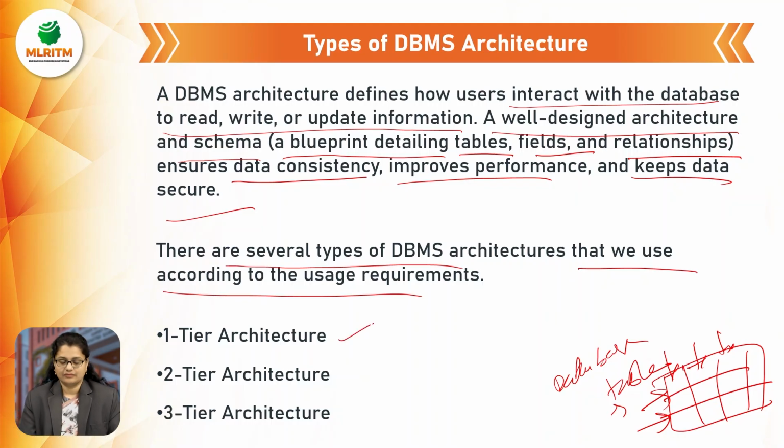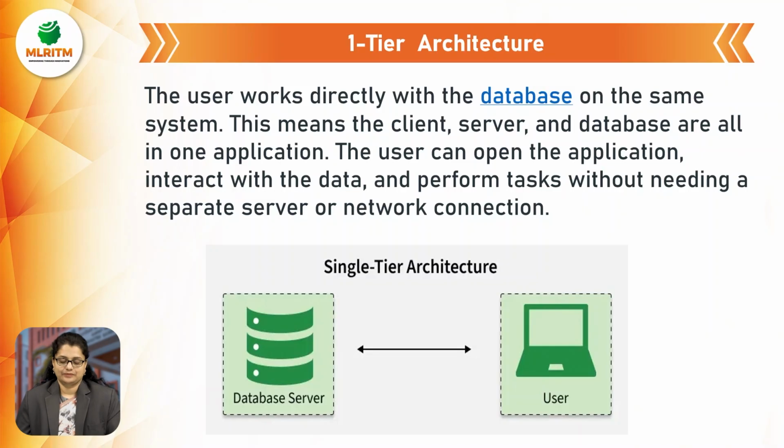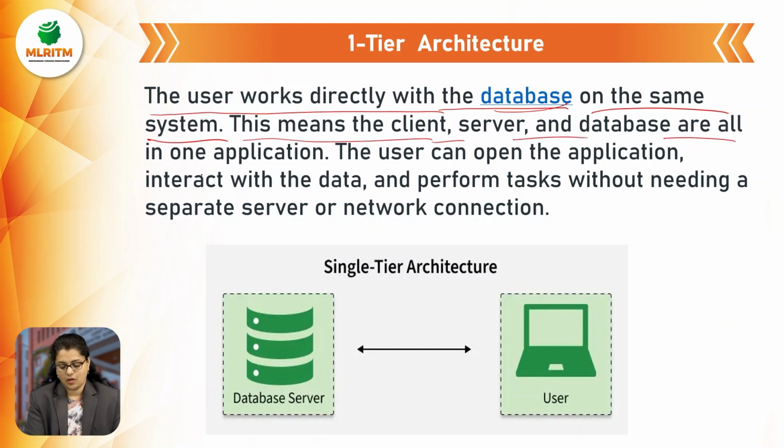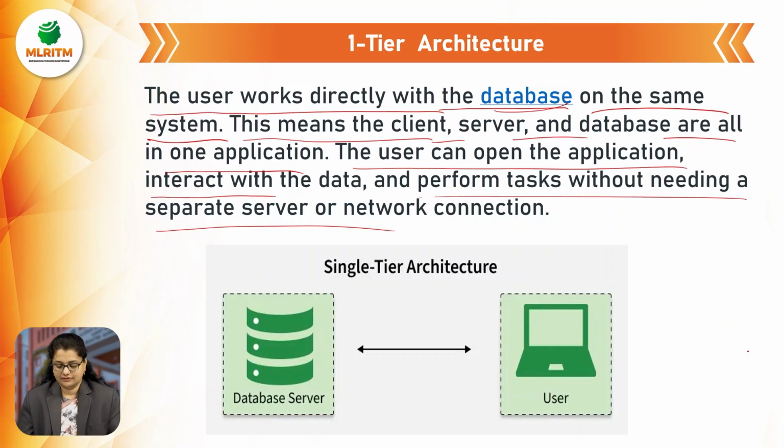Those are Tier 1 architecture, Tier 2 architecture, Tier 3 architecture. Now, what is Tier 1 architecture? In this architecture, users work directly with the database on the same system. Here the user directly works with the database on the same system. It means the client, server and database are in one application. The user can open the application, interact with the data and perform tasks without needing a separate server and network.